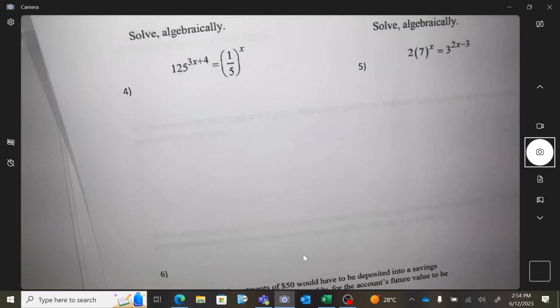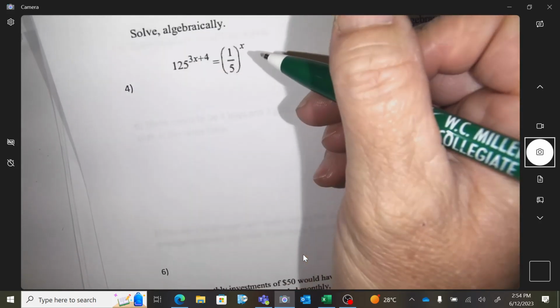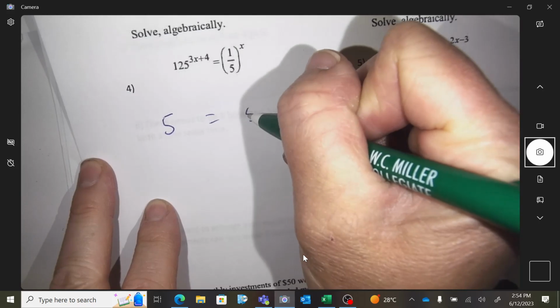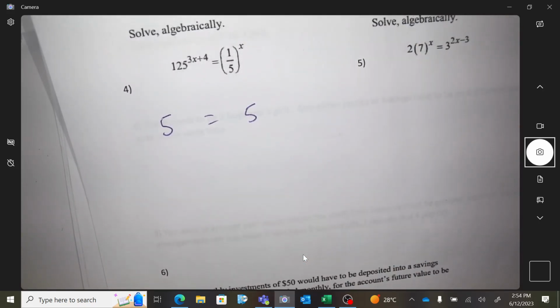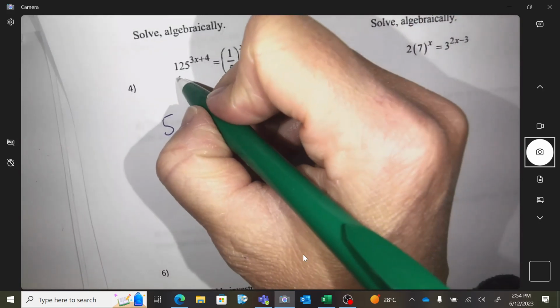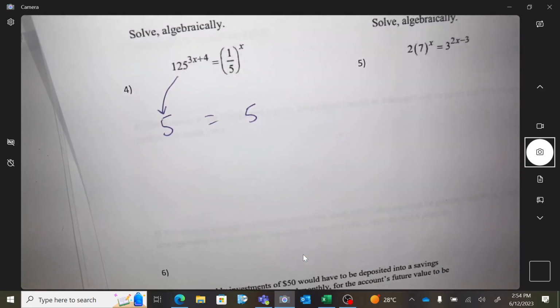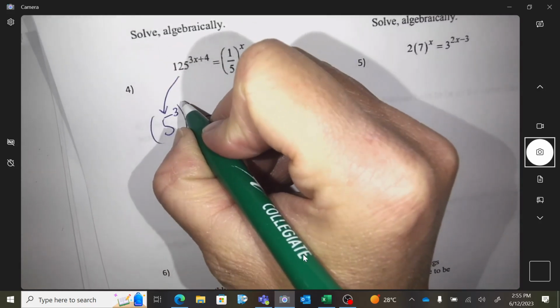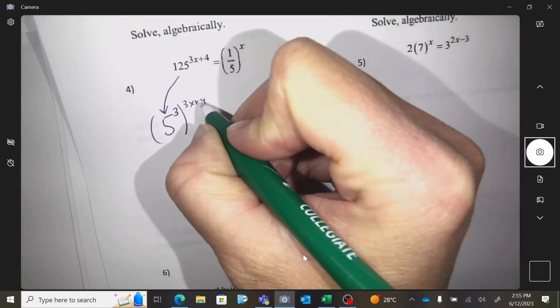Okay, what strategy do I go with here? Common base, yep. So what's the number I can write at the bottom of each of these? 5. Okay, 125 can also be the same as 5 to the cubed. And then after, I'm going to put 3x plus 4.